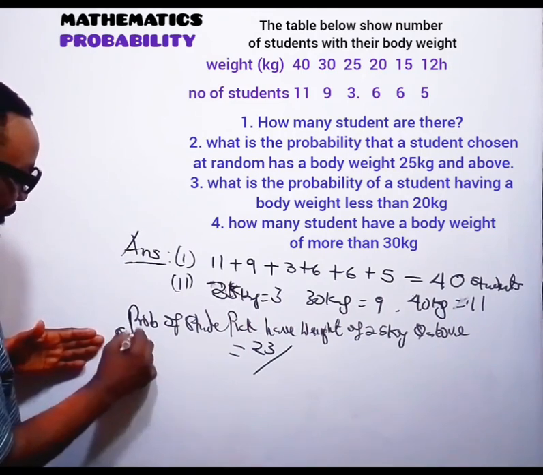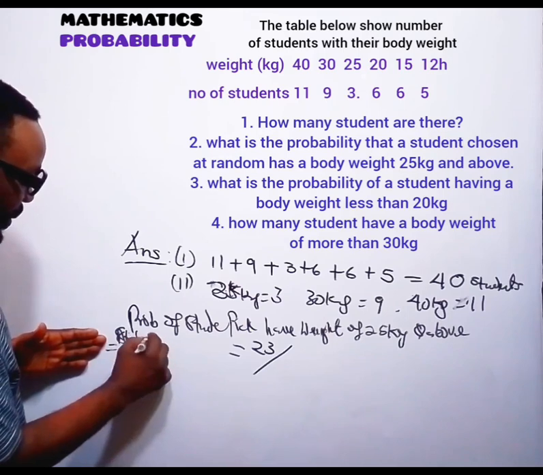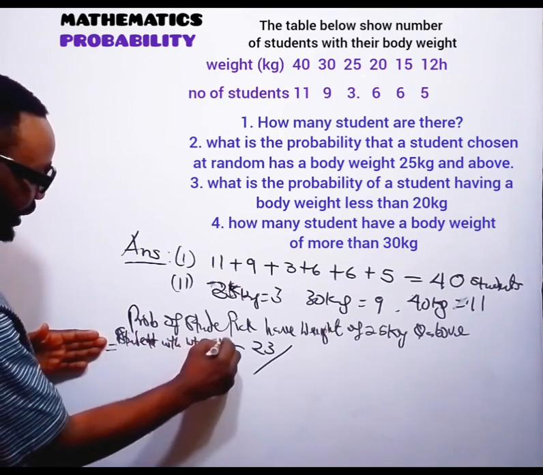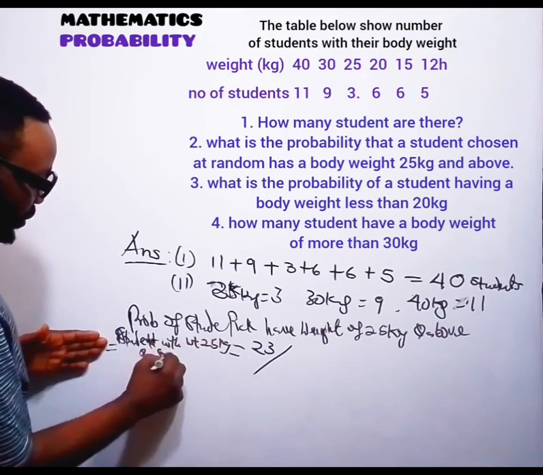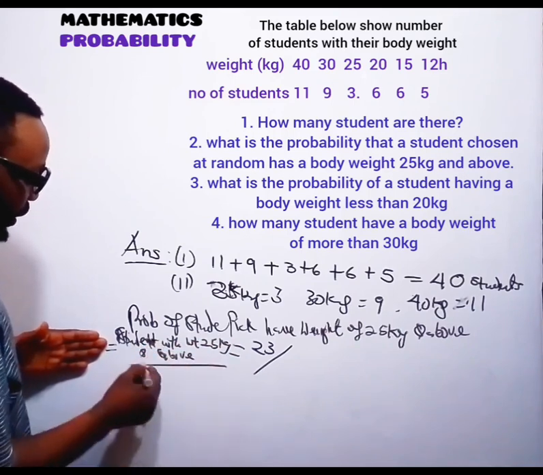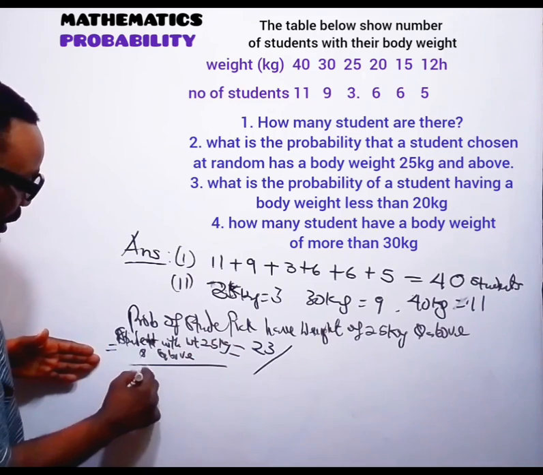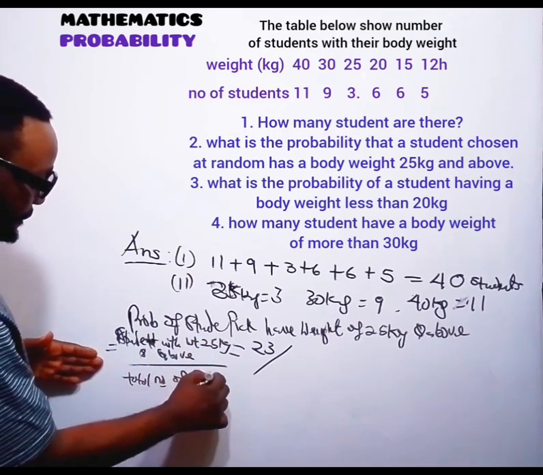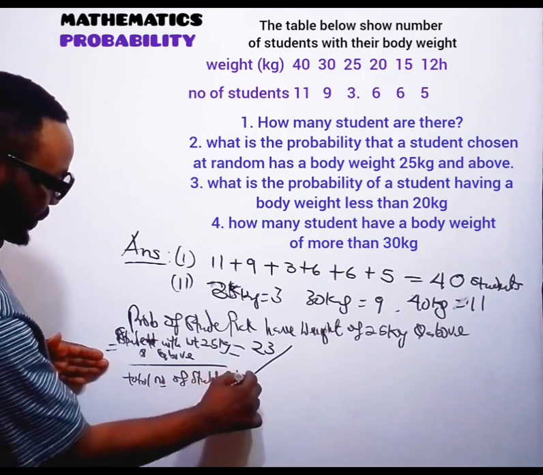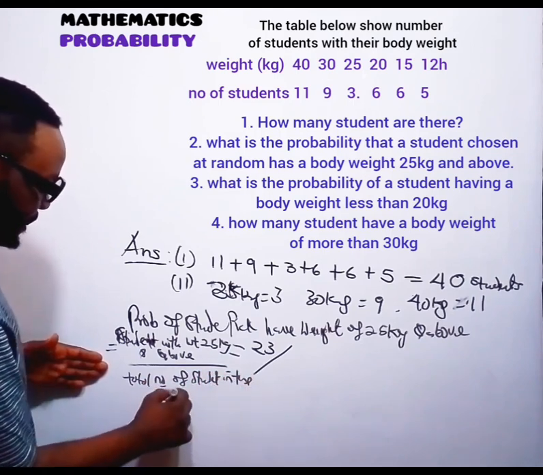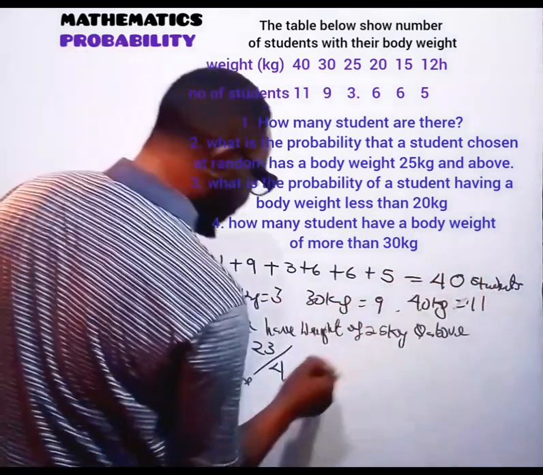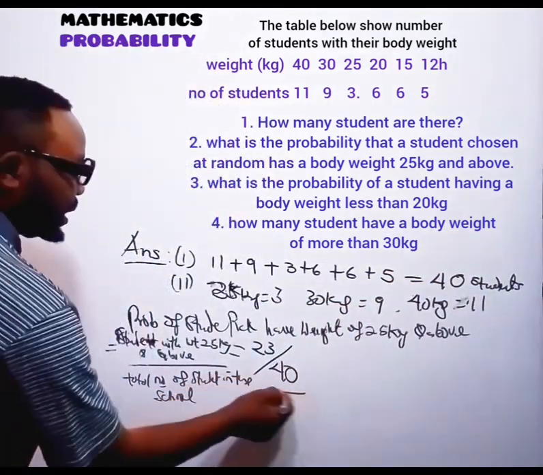So now I can say that the probability of students that have weight of 25 kilogram and above will be equal to the number of students with weight 25 kg and above over the total number of students in the school, which is 23 over the total number of students that we have, which is 40. So that is the answer to that one.